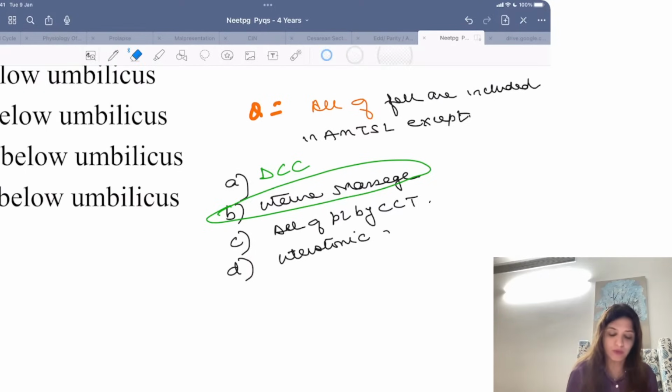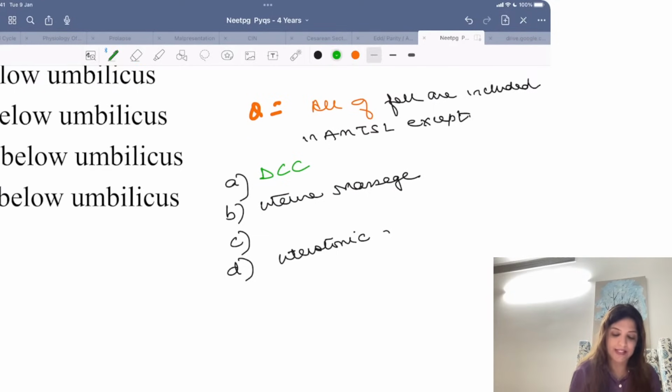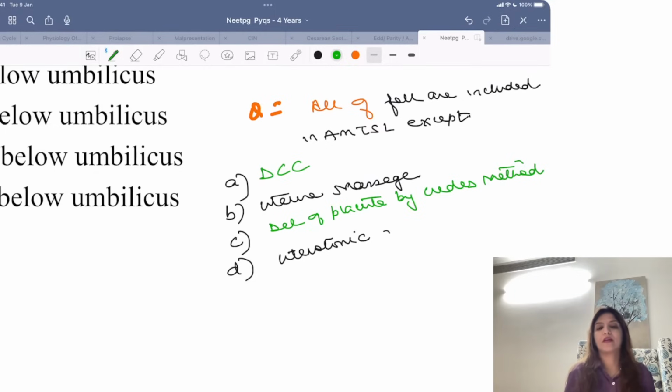Right? Now suppose, now your option changes and they say delivery of placenta by Crede's method. Now tell me, what is your answer going to be? Now tell, A, B, C or D?